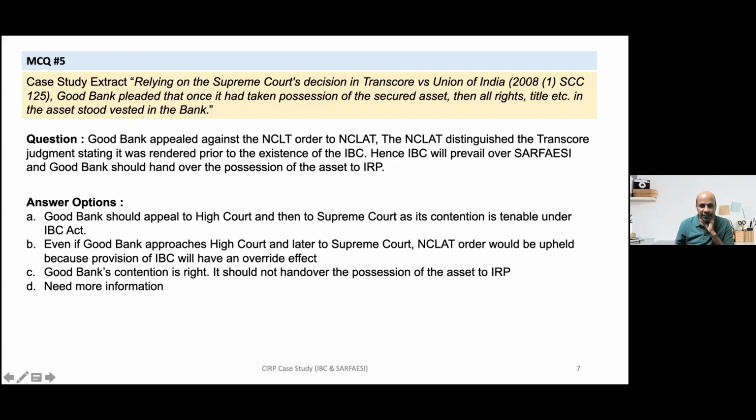First option, Good Bank should appeal to High Court and then to Supreme Court as its contention is tenable under the IBC Act. Option number 2, even if Good Bank approaches High Court and later the Supreme Court, the NCLAT order would be upheld because the provisions of IBC will have an overriding effect. Option C, Good Bank's contention is right, it should not hand over the possession of the asset to IRP. And option D is need more information. I think, yeah, B. Anybody else with a different answer?